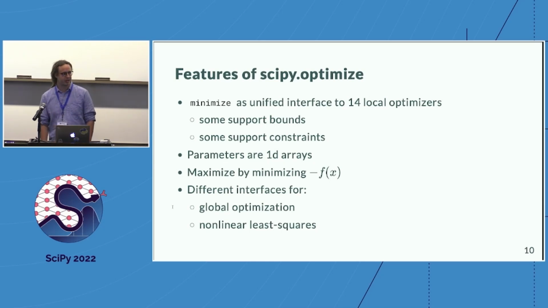Scipy.optimize also has different interfaces for global optimization. I think there are 5 or 6 global optimizers, and for nonlinear least squares optimization. We'll talk about both of these topics later.